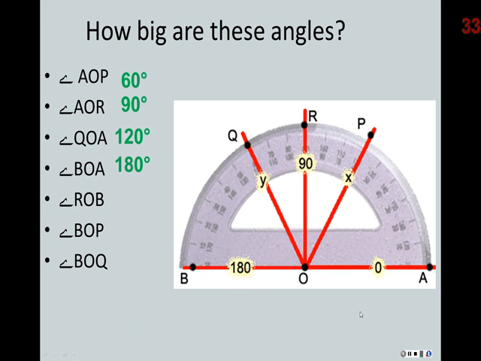And then ROB. ROB is 90, okay? And BOP. I got to come up here and look. 120, yeah. Looks like 120. And then the last one is BOQ. BOQ looks like it's 60, huh?